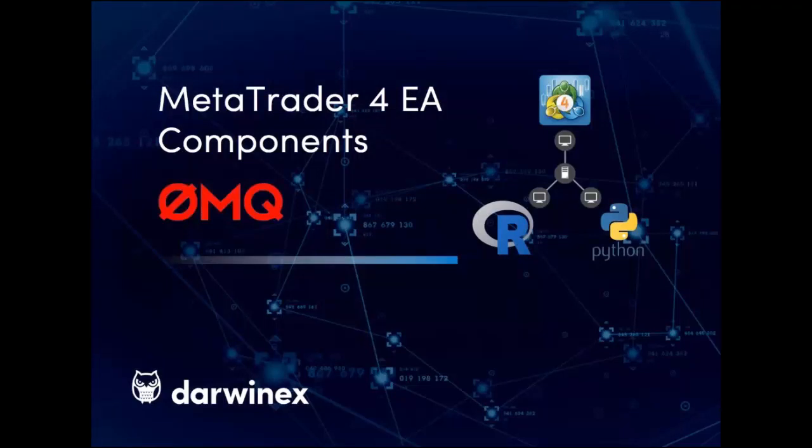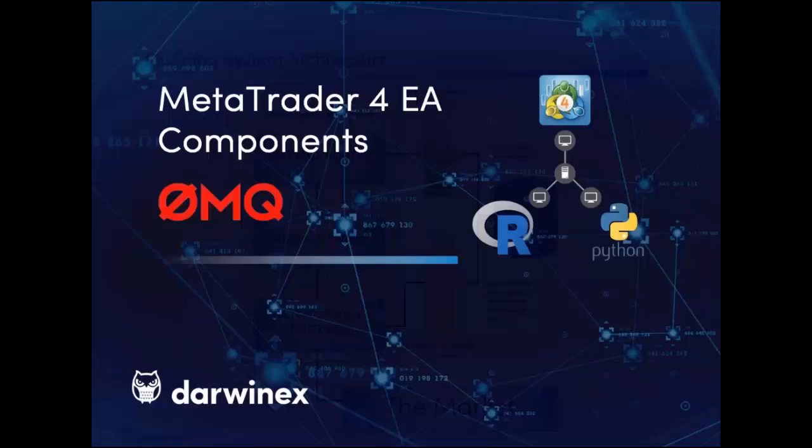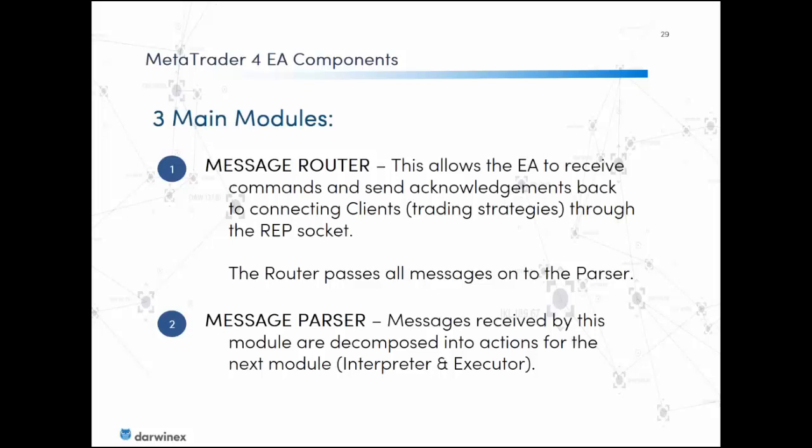Finally, we get to the components we've been seeing in this MetaTrader 4 Expert Advisor scheme. So the message router, the parser, the interpreter, and the executor. These components need implementation too. And the three main modules are, firstly, the message router. This allows the Expert Advisor to receive commands from the external trading strategy, and send acknowledgements back for connecting clients through the reply socket.